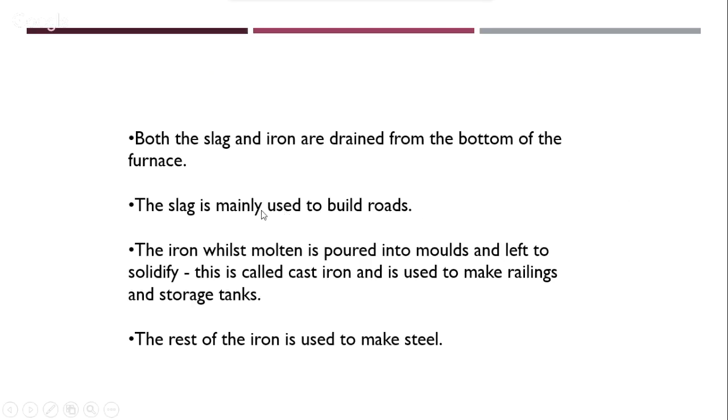So in iron, this slag is used to build roads, and iron, which is molten, is poured into molds and left to solidify. That's how you end up getting cast iron, and railings or storage tanks are made out of it. The rest of the iron is simply used to make steel.